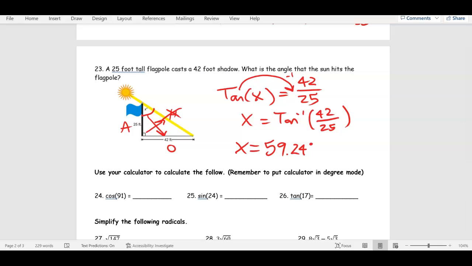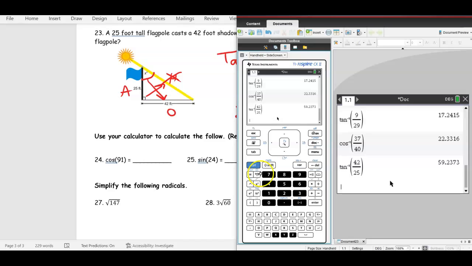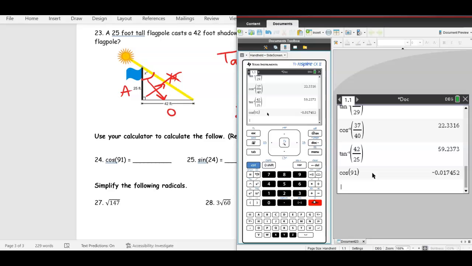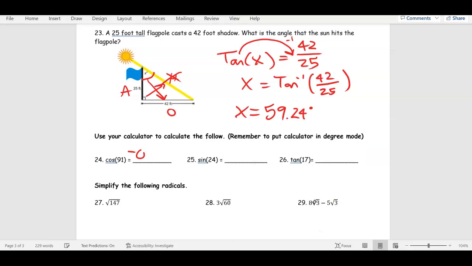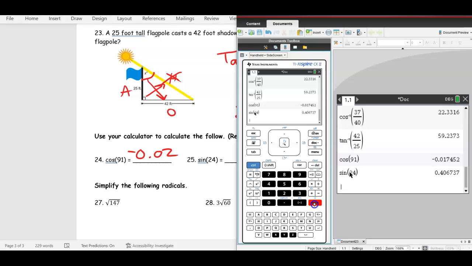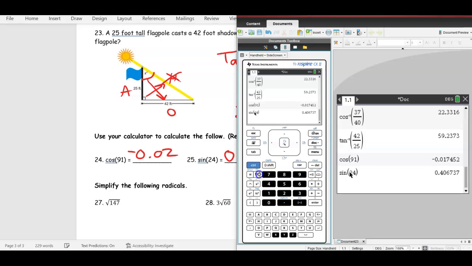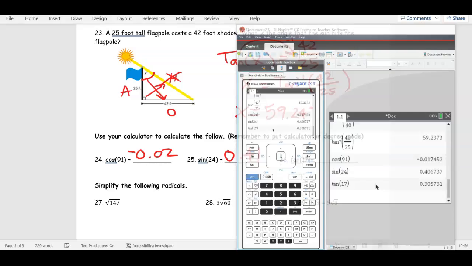Okay. Again, we have a missing angle. You do inverse trig. Now, these next three are going to be super easy. You just type them in. Cosine 91. Let's try this. Negative 0.02, rounding to 2 places. Sine 24 is 0.41. And tan 17 is 0.31.